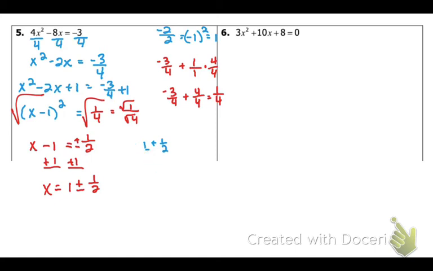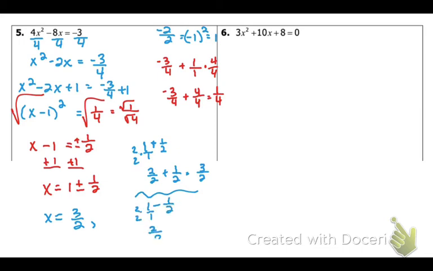Whoops, that is not what I wanted to do. 1 plus 1/2, common denominators. That's what I wanted to do. So 2 over 2 plus 1/2, that's going to give you 3 over 2. Okay, so the first answer is 3 over 2. Then you're going to do 1 minus 1/2, same thing, common denominators. 2 over 2 minus 1/2, you're left with 1/2. So then these are your answers. Okay, I need to see your work for the fraction.